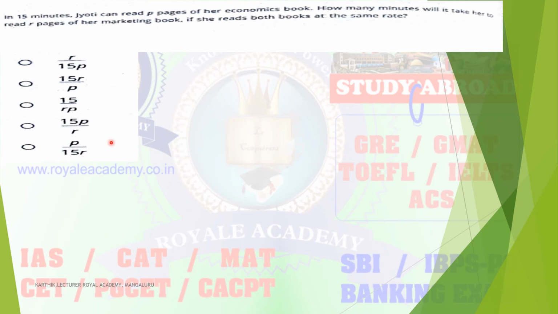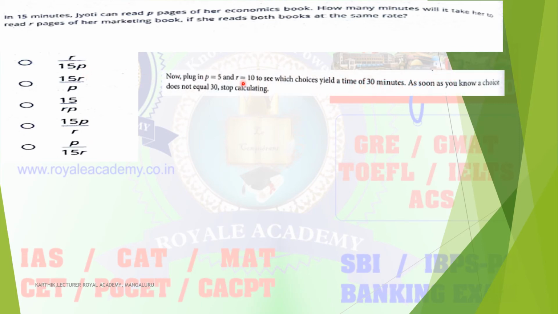Then find out which expression is the same. You have to choose values for P as well as R, then find out how many minutes it will take her to read R pages of her marketing book. Then substitute the same values of P and R into the options, and see which option matches this answer. Now plug in P equal to 5. I will choose P as 5 and R as 10.